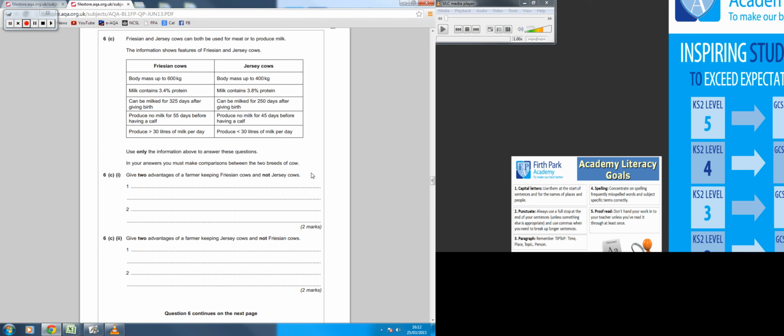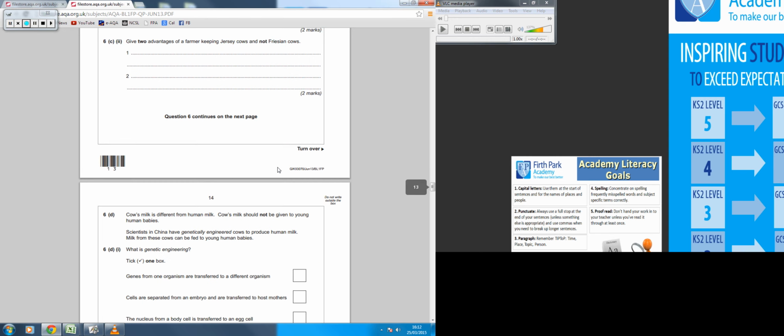So it says give 2 advantages of a farmer keeping Frisian cows and not Jersey cows. So why is it better to have Frisian cows? And then 2 advantages of a farmer keeping Jersey cows and not Frisian cows. So look at the information and pull out the useful information.